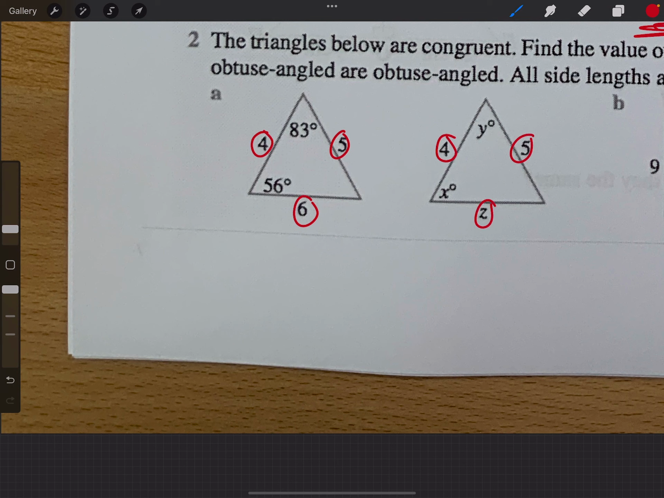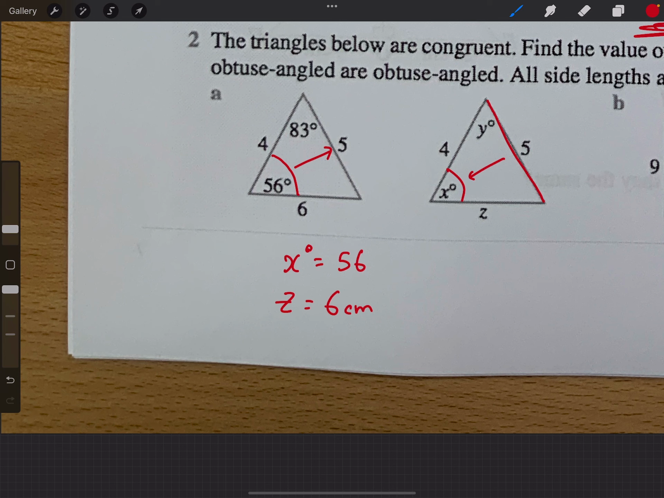Now these triangles are congruent, which means that they're exactly the same. They're identical. So that Z has to be 6 centimeters. Another thing about congruent triangles is that all the lengths and angles match up. So for example, this angle 56 has an opposite length of 5, which means that the angle that's opposite 5 must be 56. So X degrees is equal to 56.